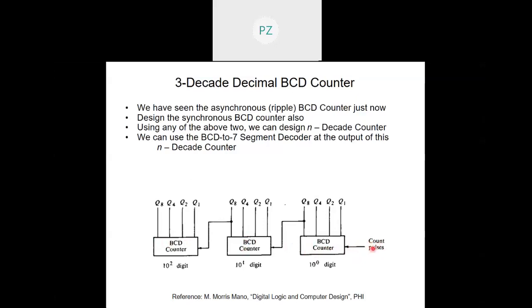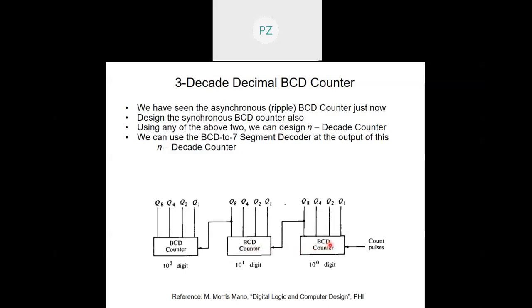So when the first negative edge comes, it becomes 0, 0, 1. Then 002, 003. I'm talking about the decimal equivalent, so it will go all the way till 9, 1001. After 9, what happens? This goes 0, but this one is incremented, right? So this becomes 10, and then this one retains, 11, 12, 13, 14, 15, 16, 17, 18, 19.